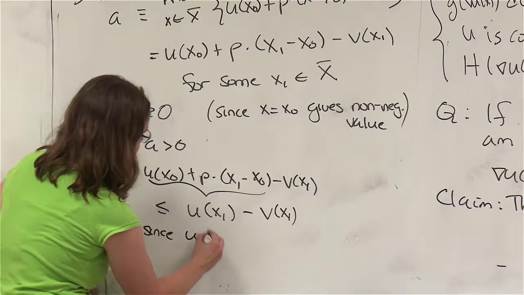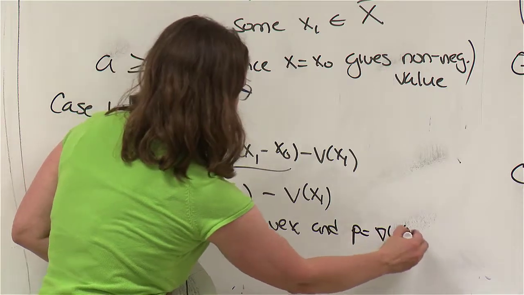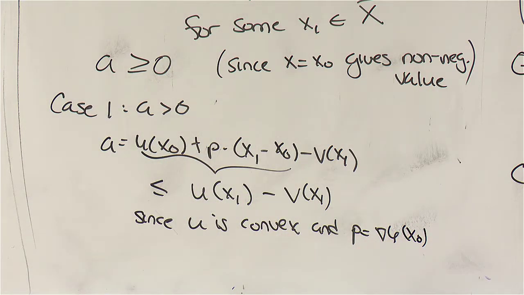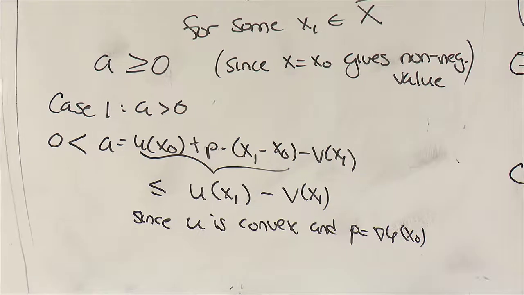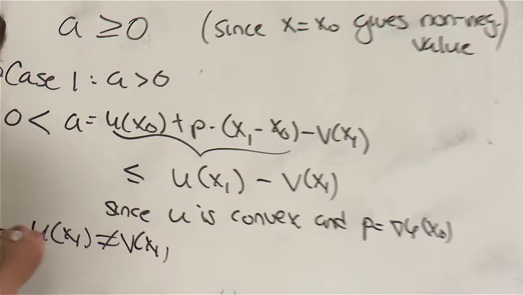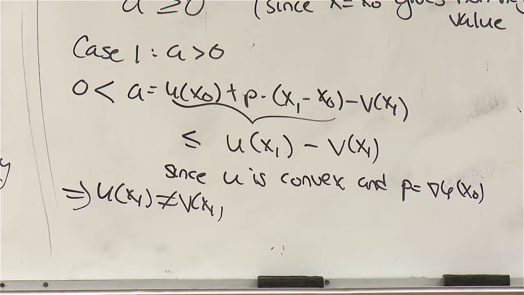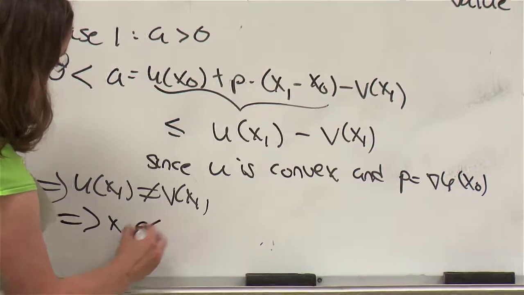So this is since u is convex and p is equal to the gradient of u at x naught. And A, we said, was greater than 0. Okay, so that means u and v are not equal. True? Okay, u and v are not equal at this point. Is x1 in the interior or on the boundary? It's in the interior, right? U and v are equal at the boundary. So we can say x1 is not on the boundary.